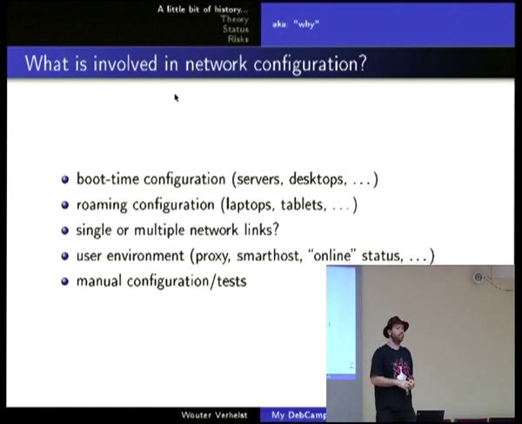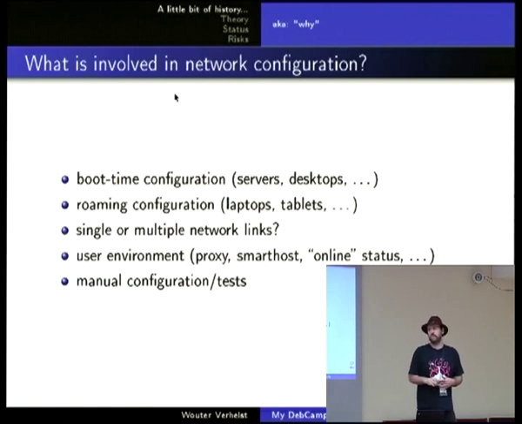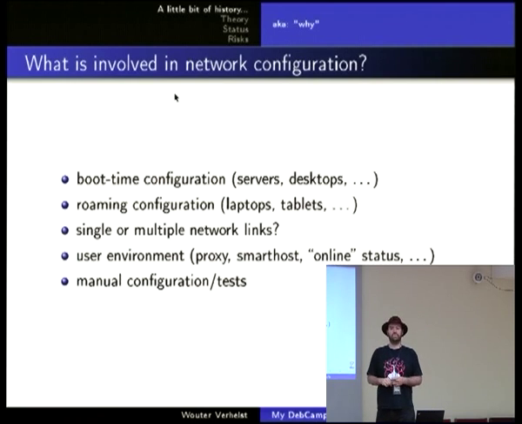Single and multiple network links is something that a network tool may have to deal with. If you're a router, you have at least two network links. If you have a laptop, you probably don't. I sometimes configure a second link because I'm installing a server and I want to do some DHCP there, and if I use something interactive like Network Manager, it helpfully brings the other link down because I have a second link there, which is not very useful.